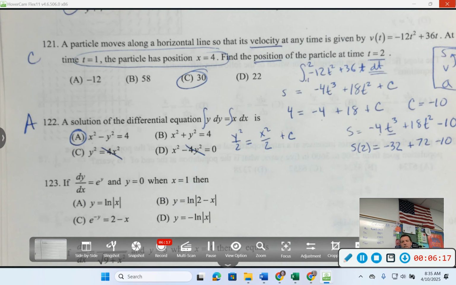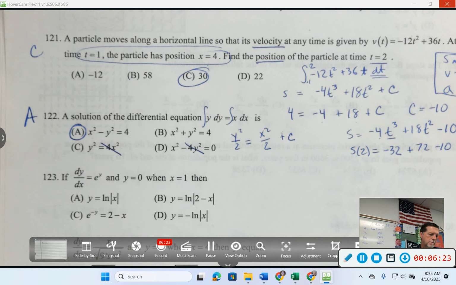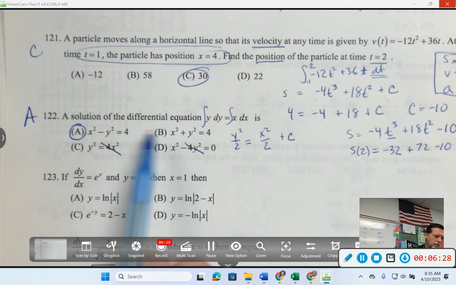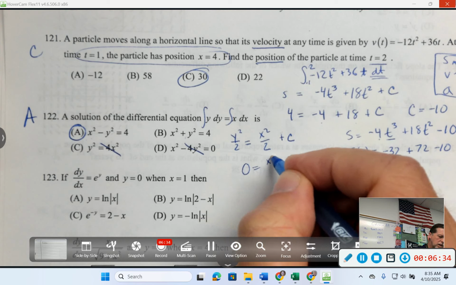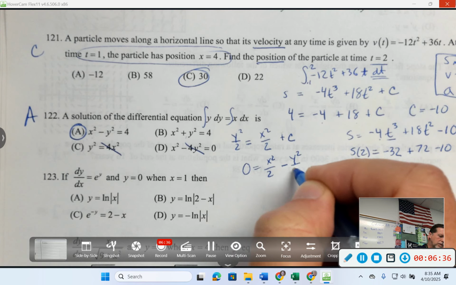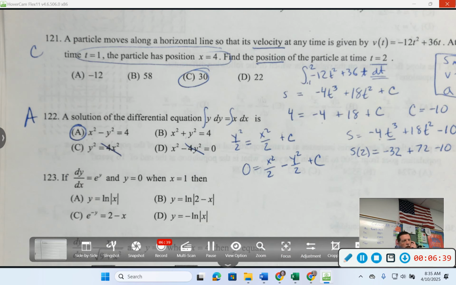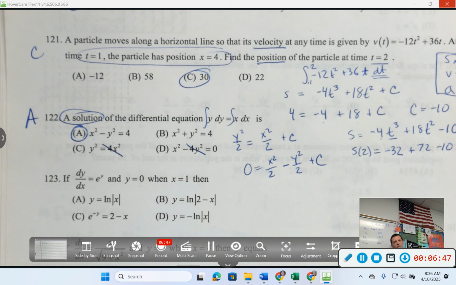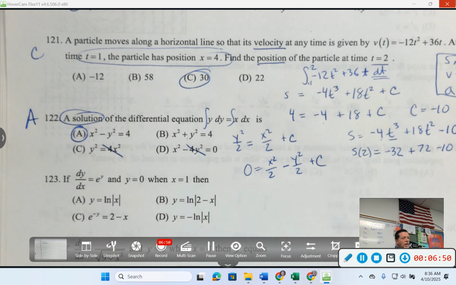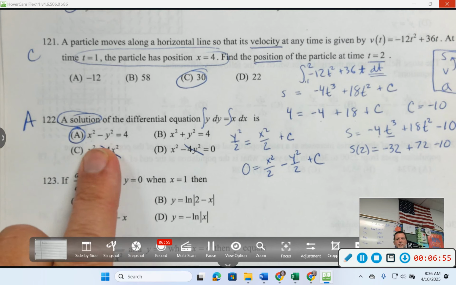So that was the integrate step of separate, integrate, solve for C. Wait, can you write out what you did? Like how you got that? How I got A? Yeah. So let's see. I see that x squared is positive, so I'm going to move the y squared over. So minus y squared over 2 plus c. And because it says a solution as opposed to the solution, it means that 4 could have really been anything. So if we multiply through by 2 and move the c over, it's going to be of that format.